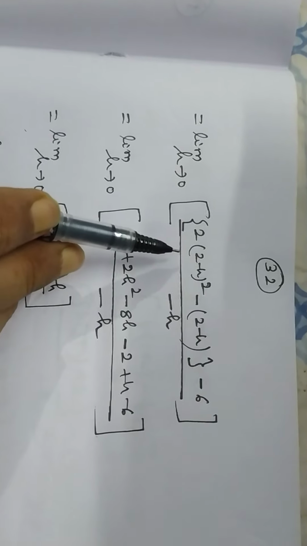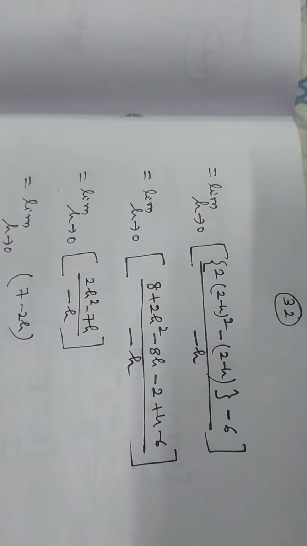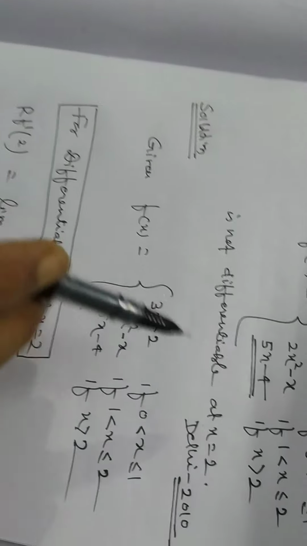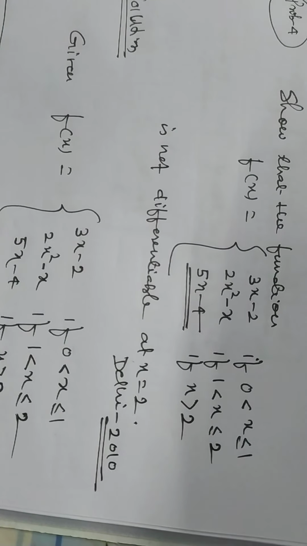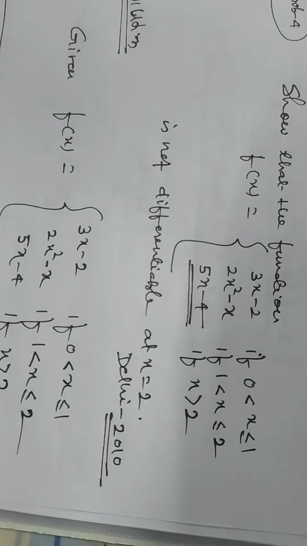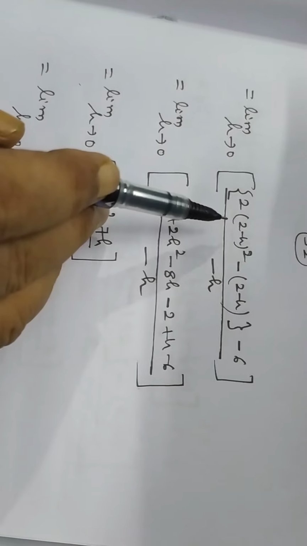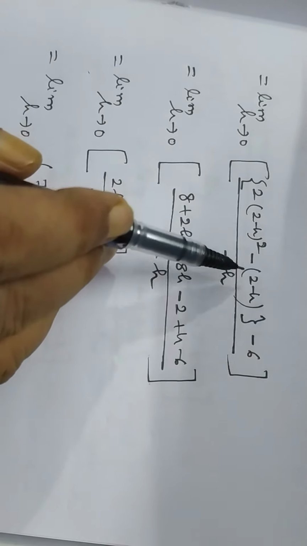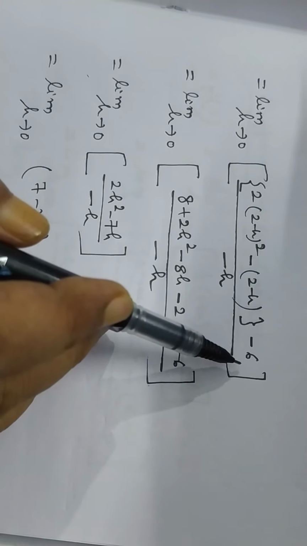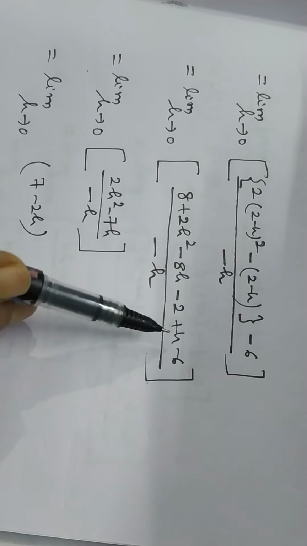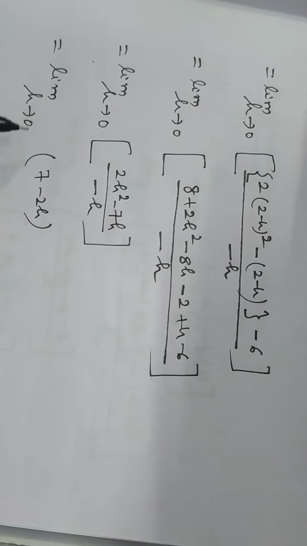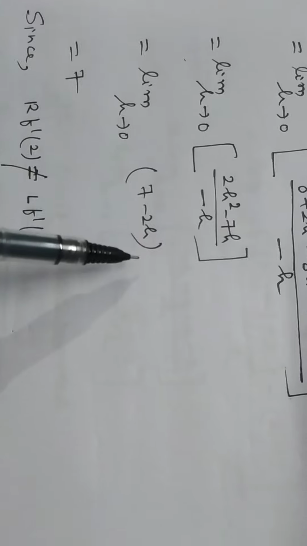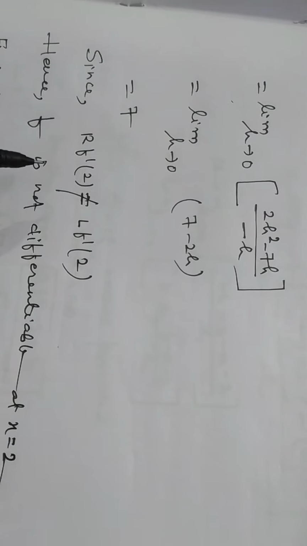Now the value of the function at less than 2, you observe here, is equal to 2x square minus x. So now we write 2 into (2 minus h) square minus (2 minus h) minus 6 by minus h. And after solving it, we will get 2h square minus 7h by minus h, and limit h tends to 0, 7 minus 2h is equal to 7.